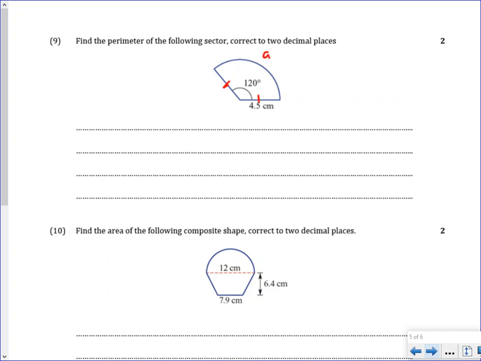So we're going to say that A equals 120 over 360 times 2 times pi times the radius, which is 4.5. If you're wondering where I got that formula from, that is going to be on the formula sheet. But it's just the arc length formula, theta over 360, where theta is the angle that's being created. So we'll put this into our calculator.